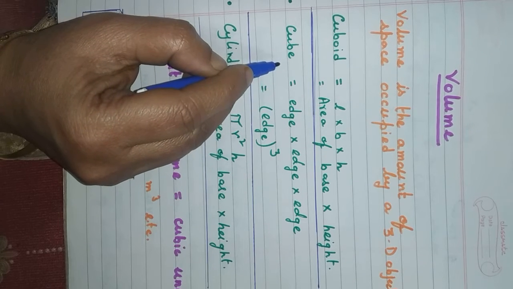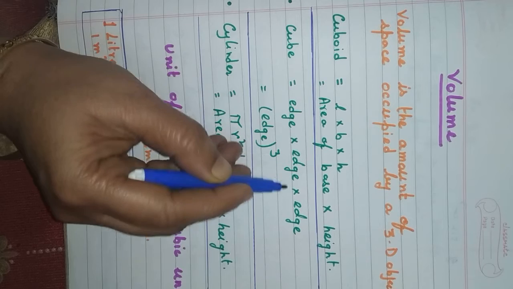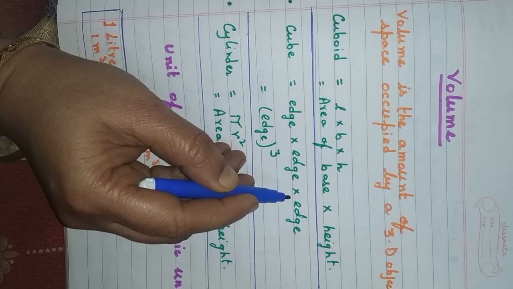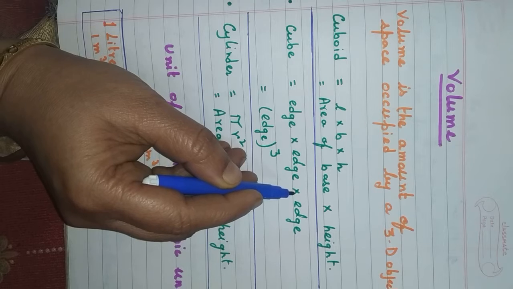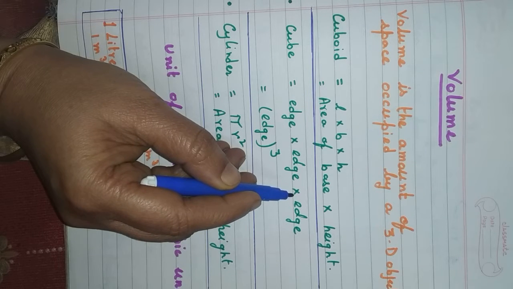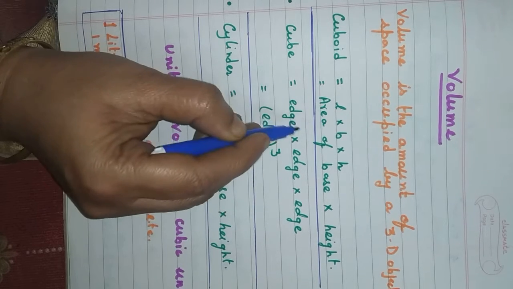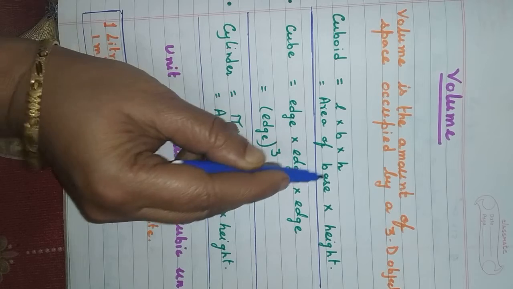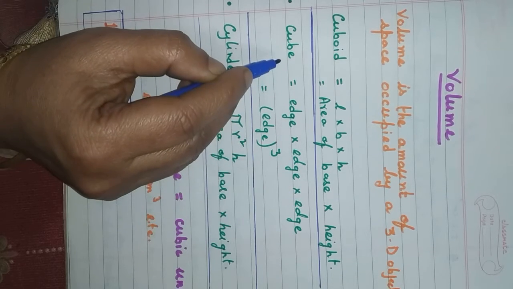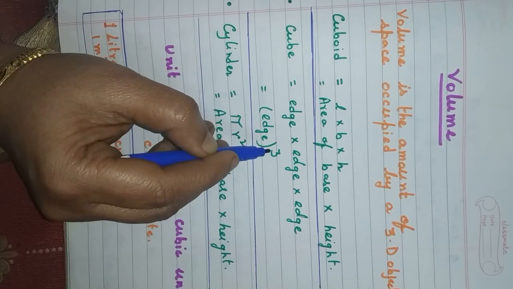Similarly, volume of cube is equal to a into a into a. What is the difference between cuboid and cube? In cuboid, length, breadth, height are different, but in cube, all these are same. So length is equal to a, breadth is equal to a and height is equal to a. So we can say that volume of cube is equal to a cube.